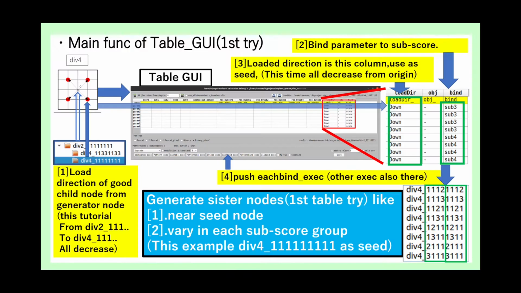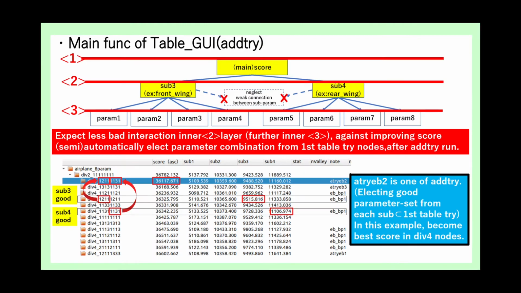Main function of table GUI. Generate sister nodes, name first table try, like near awesome seed node, and vary each subscore group. By these, efficiently prepare reference nodes for electing parameters of addtry, explained in the next page. Generate further sister nodes named addtry.